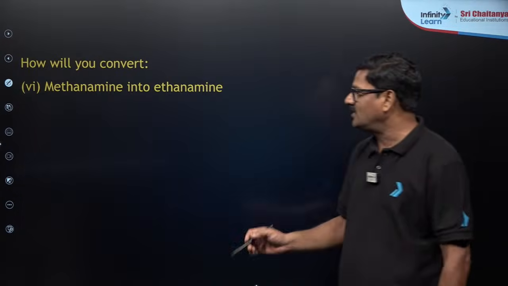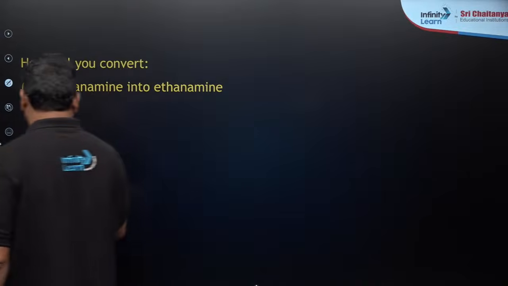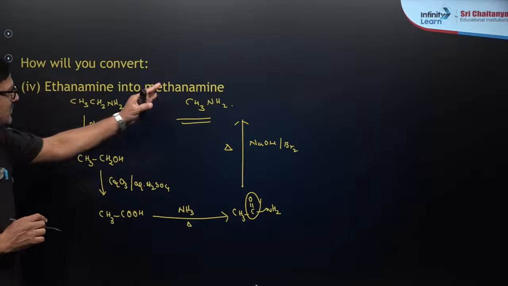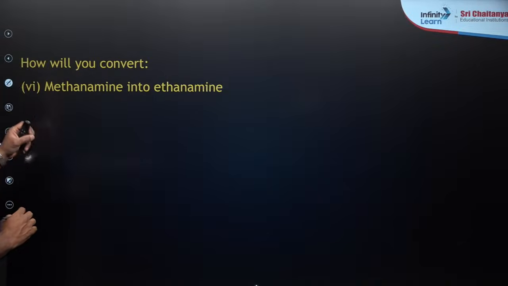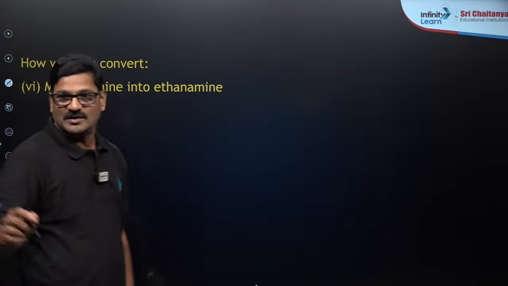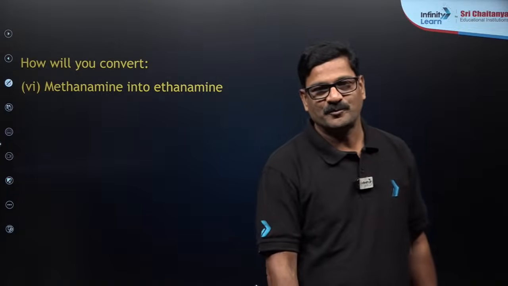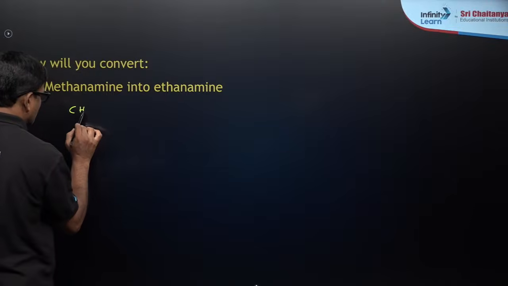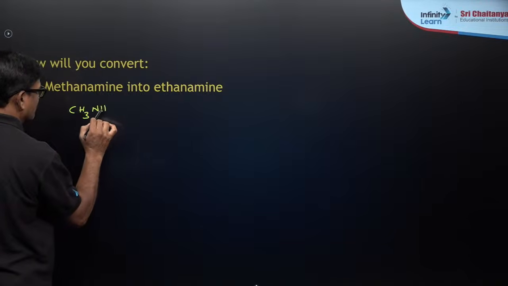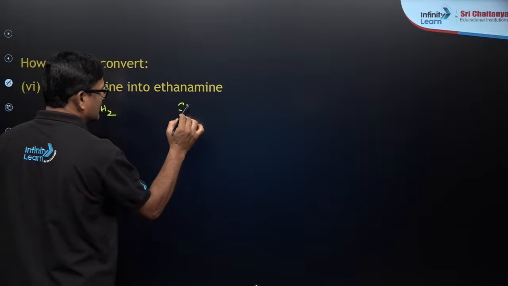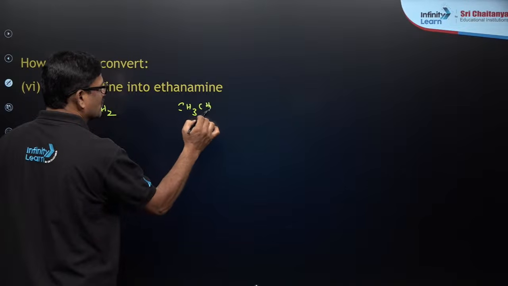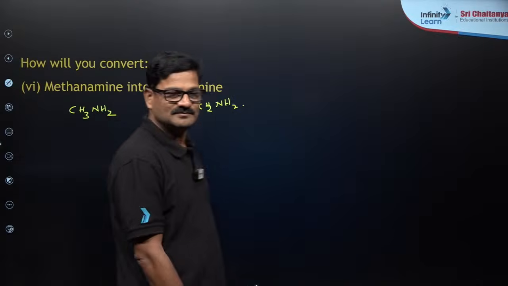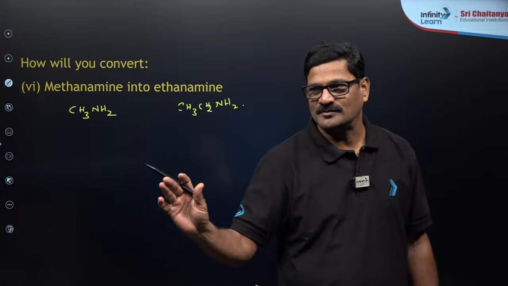Moving ahead, methanamine to ethanamine. Again, this is ascending conversion. First one was ethanamine to methanamine. Now, methanamine to ethanamine. Who will do this? So, this is methanamine, CH3NH2, and CH3CH2NH2. Will you do or you want me to do?